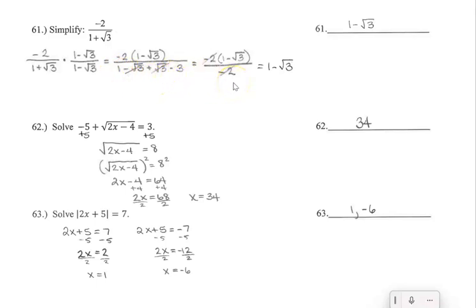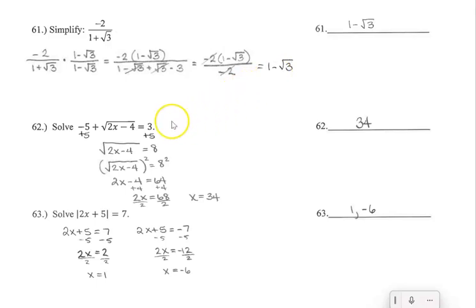That's negative 2. And so I can cancel the negative 2 in the top with the negative 2 in the bottom because this is being multiplied. Remember, you can't cancel things being added and subtracted, but you can cancel things being multiplied. So that leaves me with 1 minus the square root of 3 as my answer.